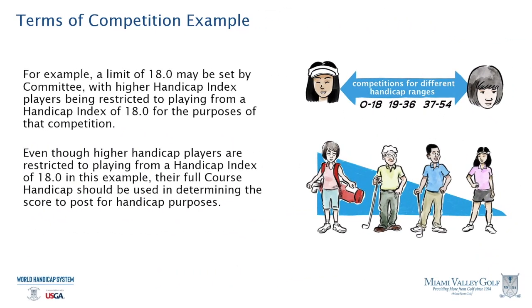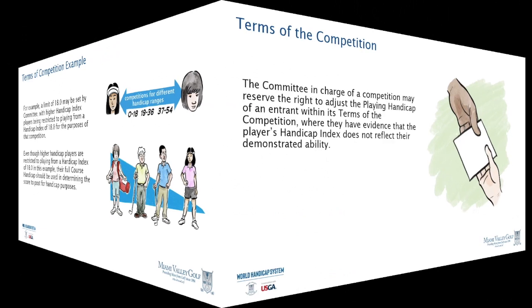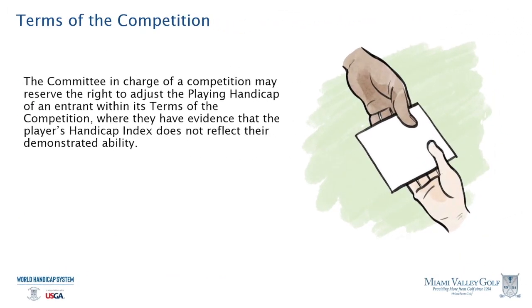All right, so these are just examples of what you essentially will see from a terms of competition, who, what, where, why. All these things should be considered when you start putting your golf course competition schedule together. The committee in charge of the competition may reserve the right to adjust a playing handicap of an interest within its terms of competition where there is evidence that the player's handicap index does not reflect the demonstrated ability.